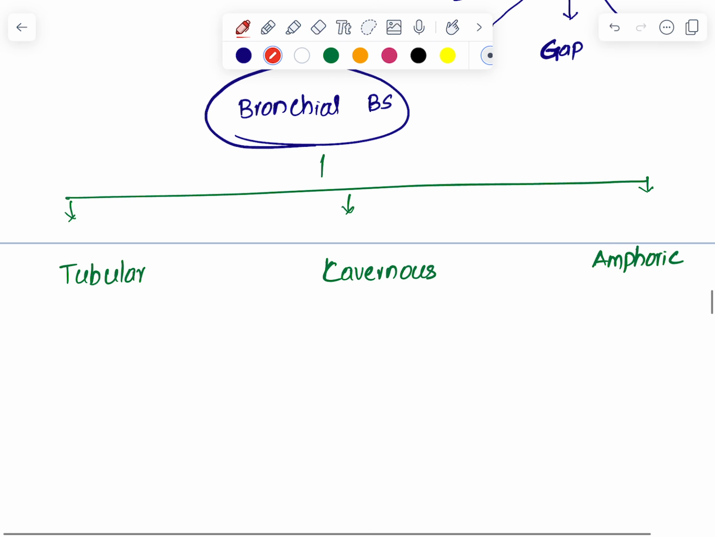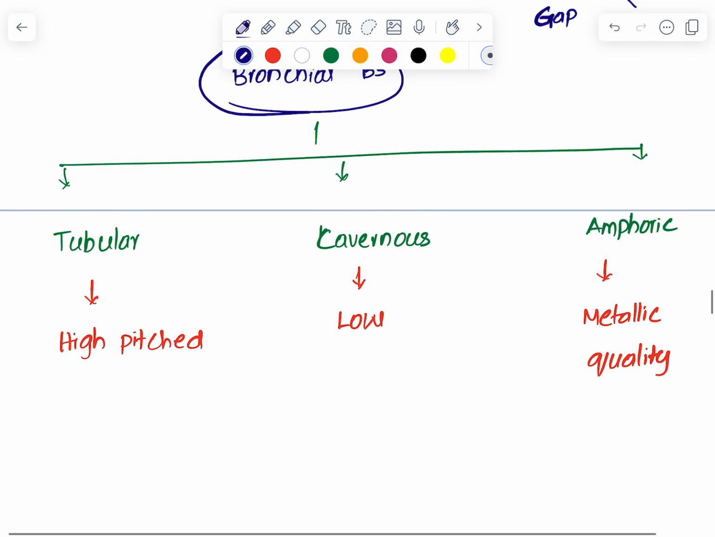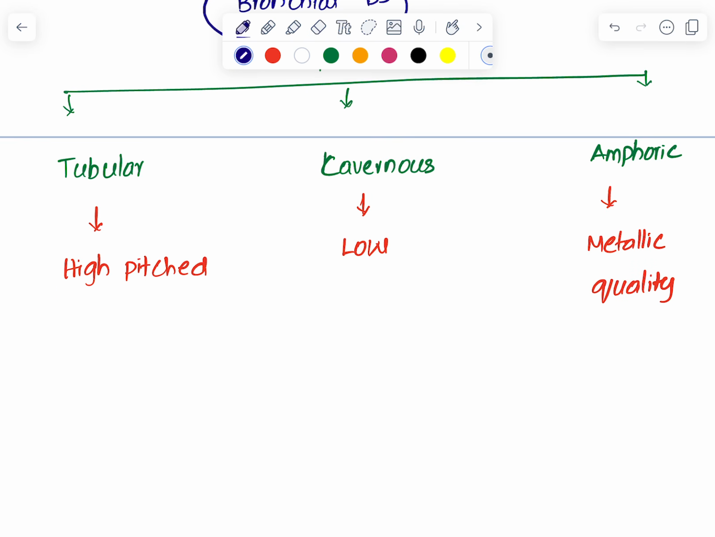Tubular type of bronchial breath sounds are high pitched sounds, whereas cavernous type of bronchial breath sounds are low pitched sounds. Amphoric breath sounds are the ones with metallic quality. The tubular type of bronchial breath sounds you listen to in patients with pneumonia with consolidation.